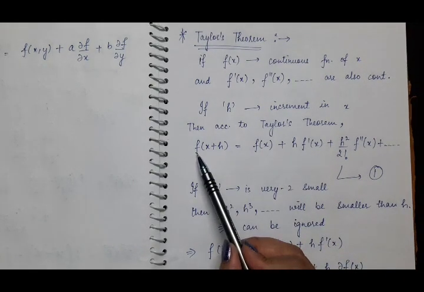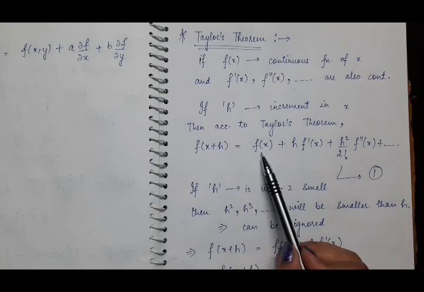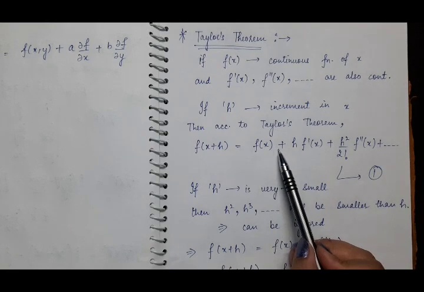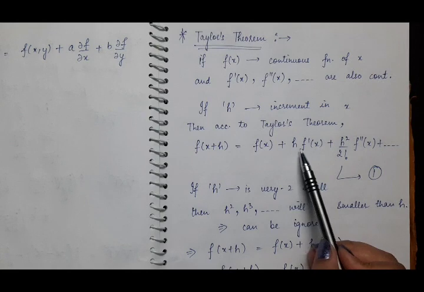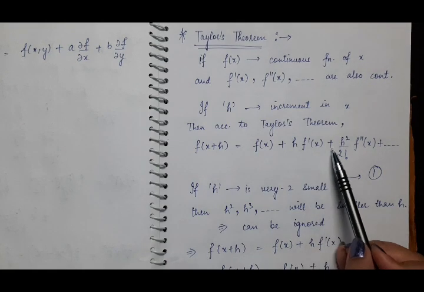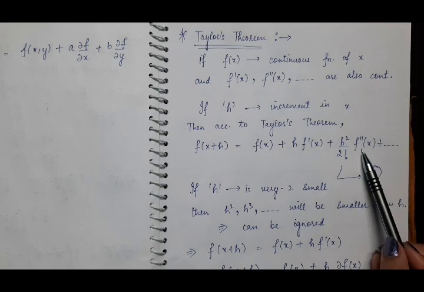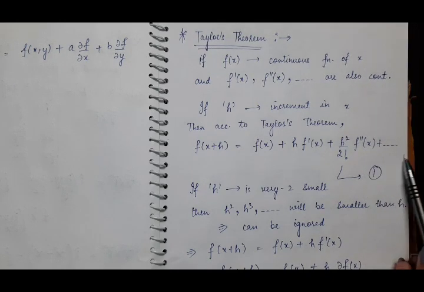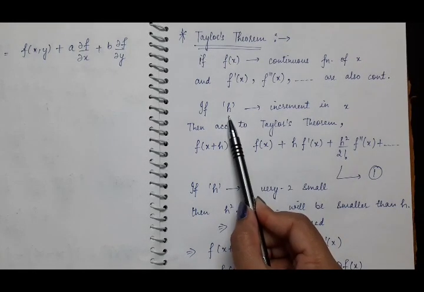So the value of function f at x plus h will be its value at f(x) plus increment in x, that is h, multiplied by its first derivative, that is f dash x. What is f dash x? It is ∂f/∂x, plus h square by 2 factorial, double derivative of f with respect to x, and so on.